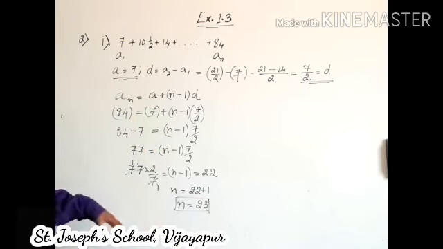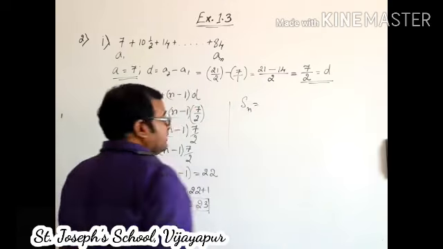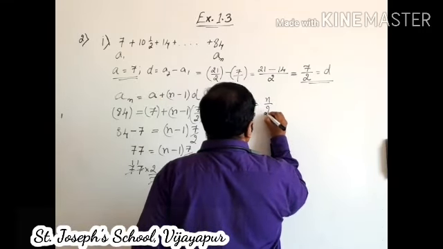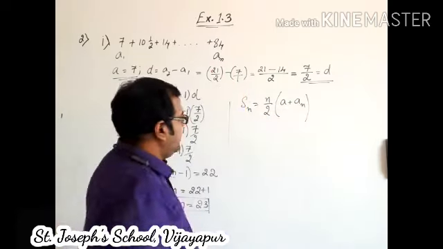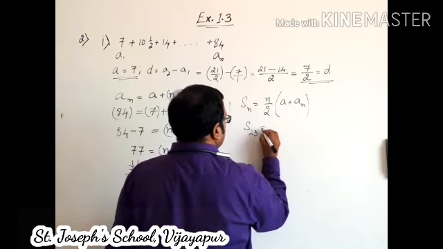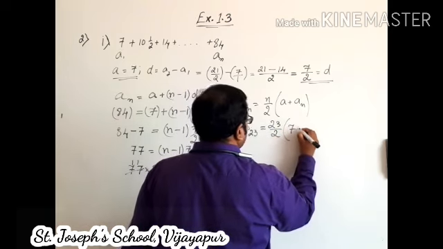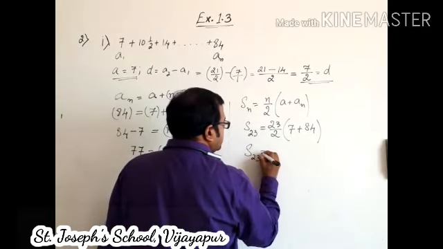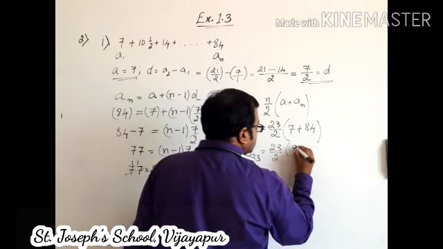We got the n value. Now it is time to find out Sn, the sum of the 23 terms. So we will go to the Sn formula. We can use the smaller formula also here, n by 2 into a plus an, because we know the last term. Since I know an and a both, we can use this formula. So what is Sn? n is replaced with 23. I will write S23 is equal to 23 upon 2 into a, which is 7, plus an, which is 84. Now S23 is equal to 23 upon 2 into 7 plus 84, which is 91.